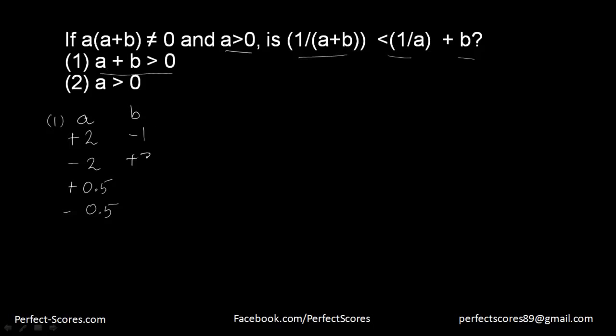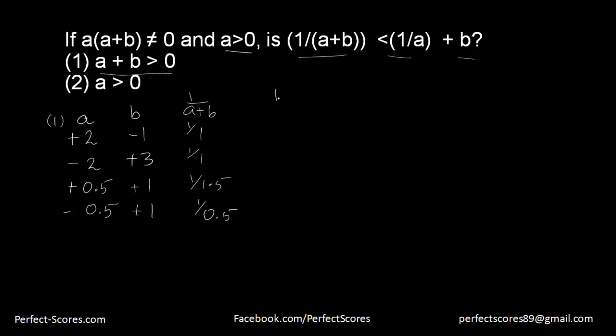So this can be, let's say, plus 3. This can be, let's say, plus 1, right? And this can be again plus 1, right? So which is the case here? In every case a plus b is greater than 0. Now let's see whether we meet this condition or not. We just have to calculate 1 divided by (a plus b). 1 divided by (a plus b) is 1 by 1 here, this is 1 by 1 here, this is 1 by 1.5, and this is 1 by 0.5.